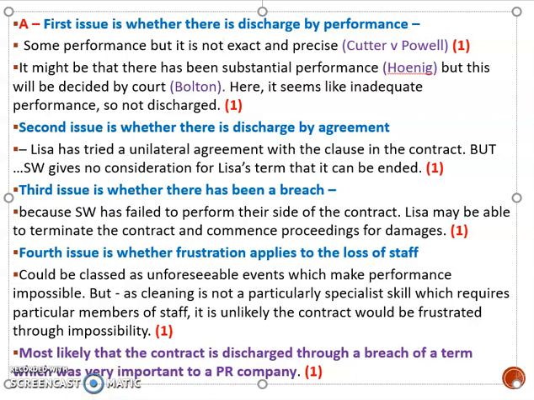So you can see I've applied just by going through the different ways of discharging a contract as they apply to Sparkling Windows. So I hope that's been helpful in showing you how to apply all the different types of discharge to a scenario. Do bear in mind it is possible to get a scenario just on frustration where there might be lots of potentially frustrating events.